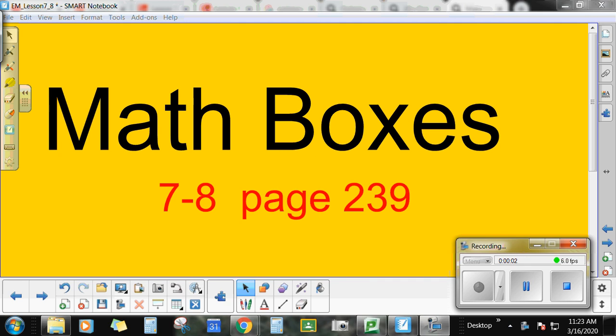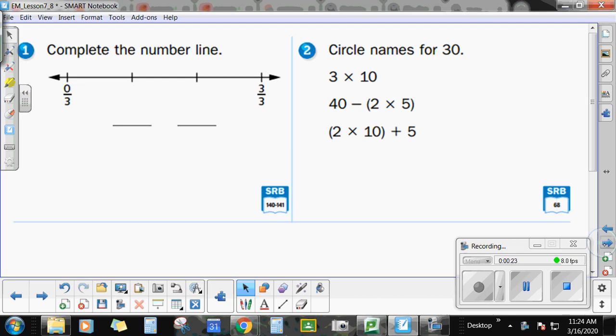All right, guys, these are math boxes 7-8 on page 239. Remember, I need you to do your math boxes first on your own, and then you can watch the video to get some help and to make sure that you did them the right way. But please make sure that you have done your math boxes before you watch this video. So if you have not, turn the video off and get those math boxes done.